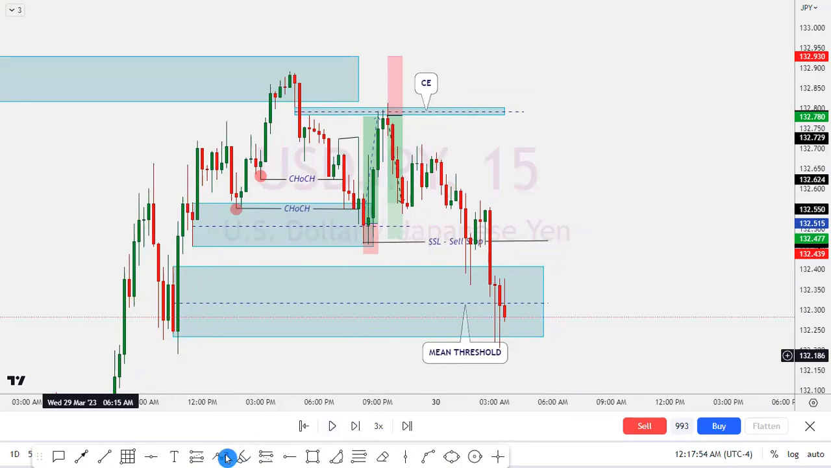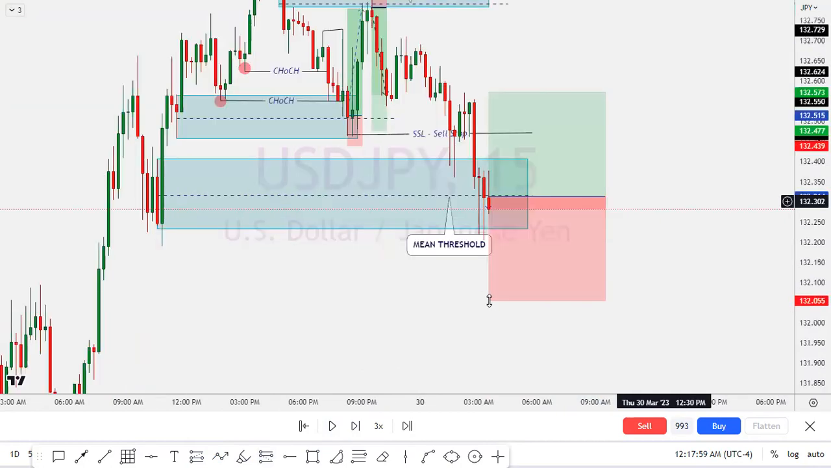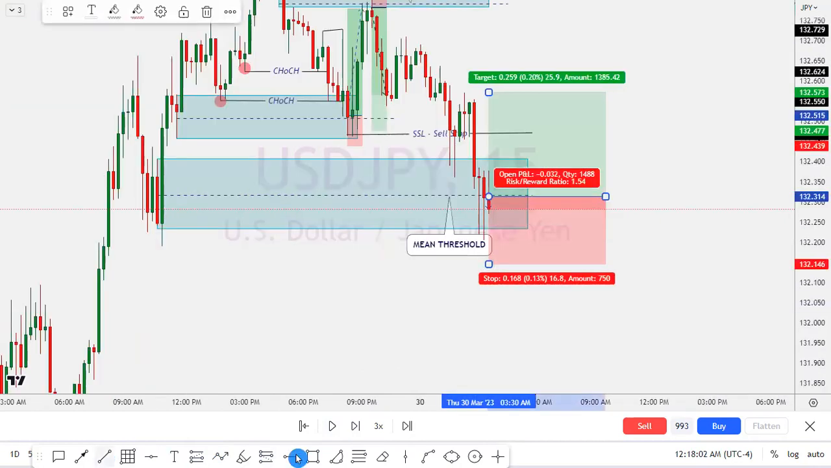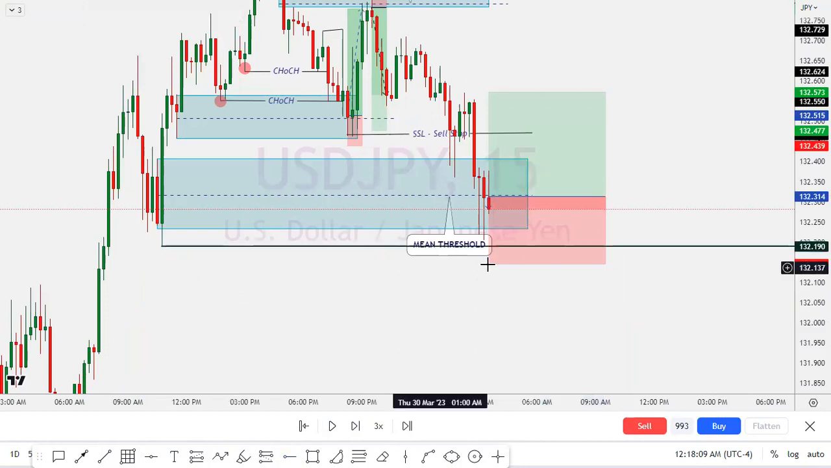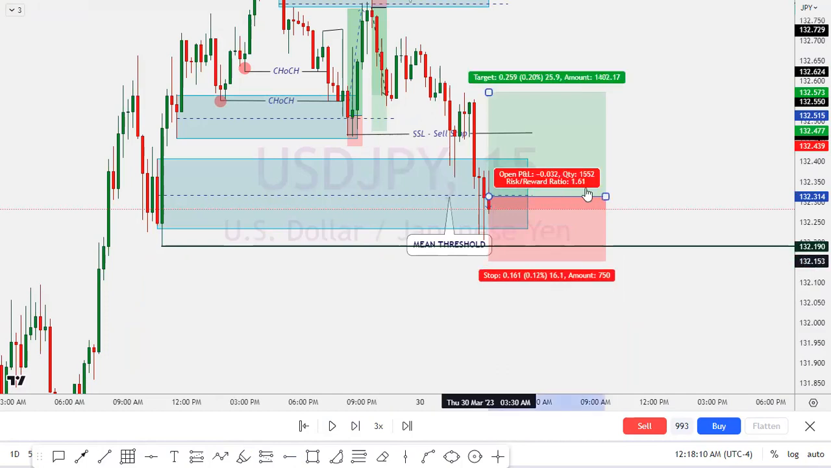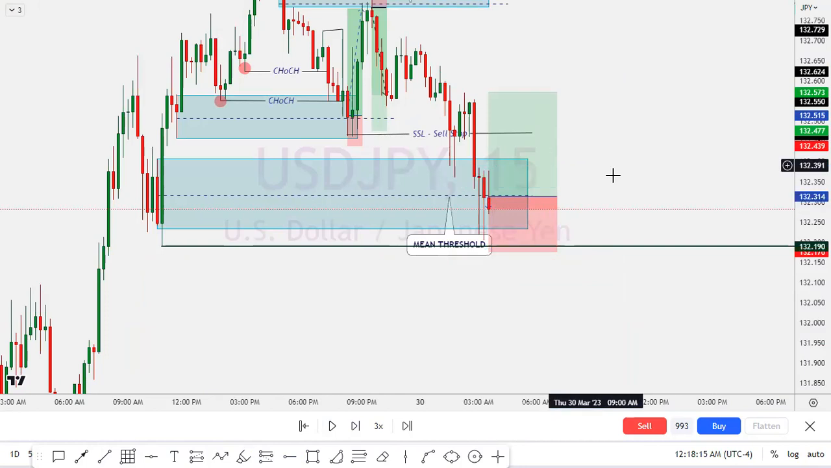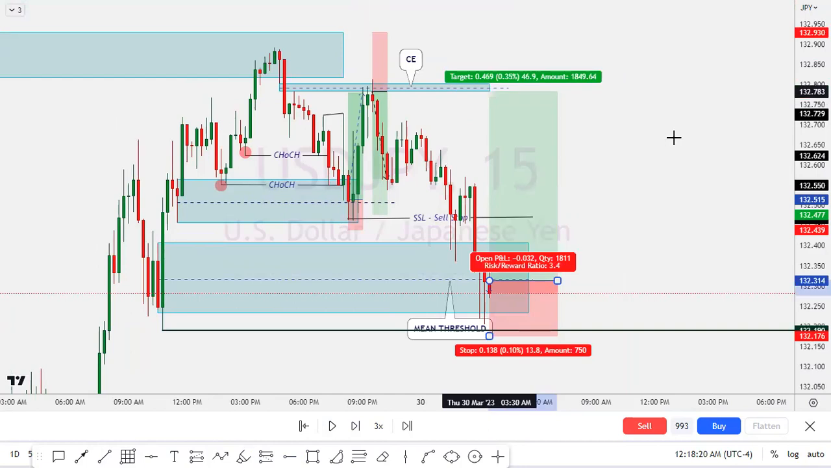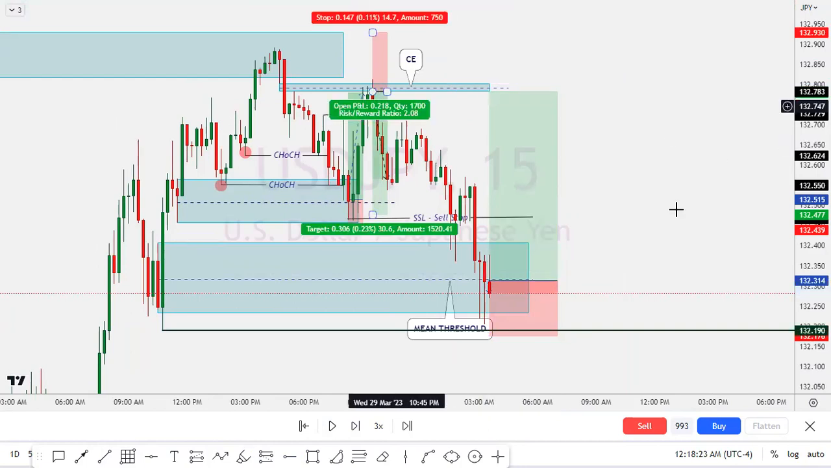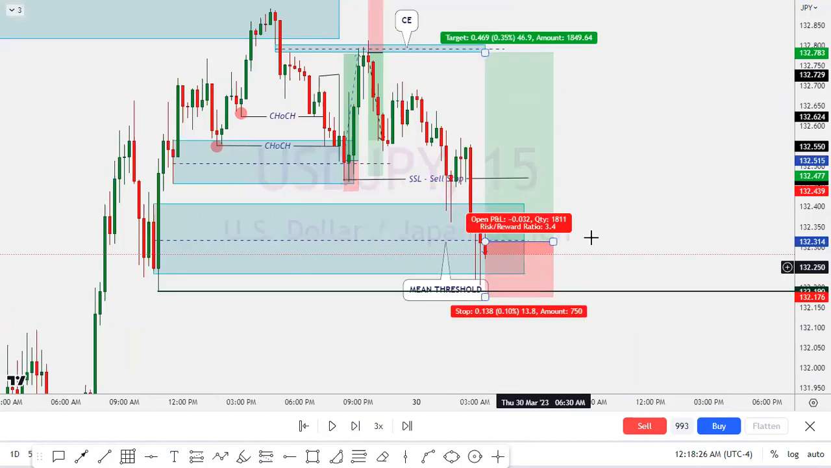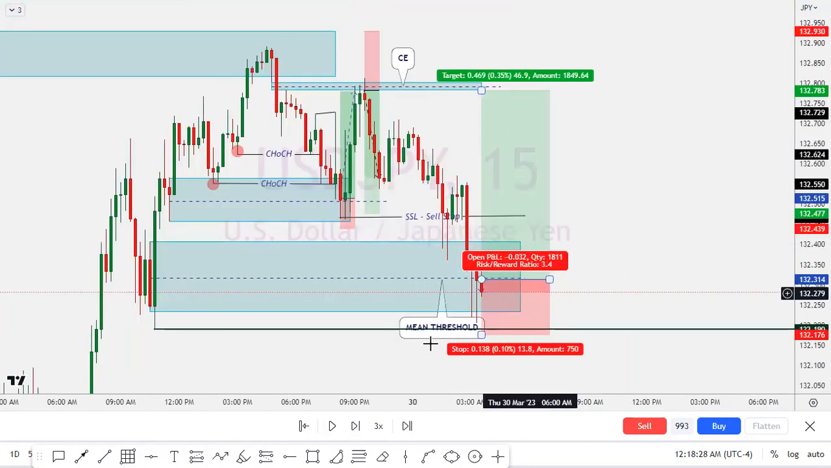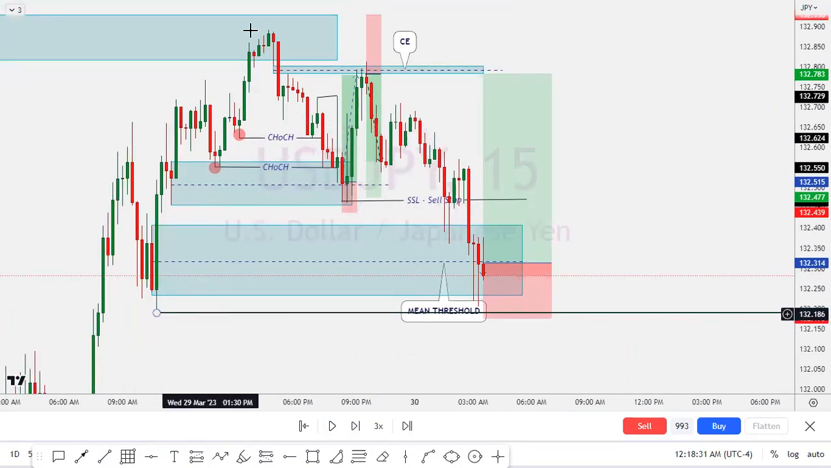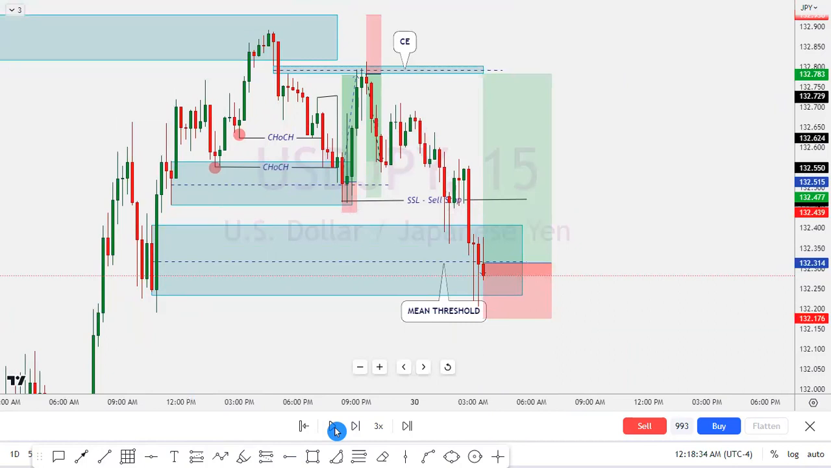There we are. Mitigated, the price came down to that point, and my stop loss is going to be below this point, below this wick. I'm going to put it there so we can have nice risk management. I had my fair value gap there. So this is going to give me like 1 to 3 risk to reward ratio. So let's see what happens.